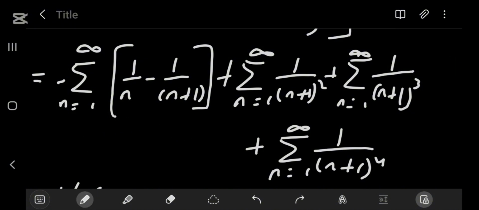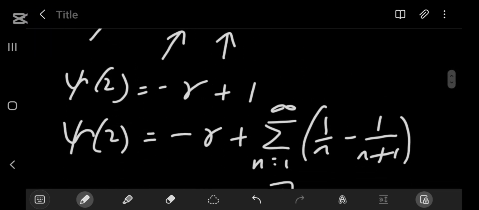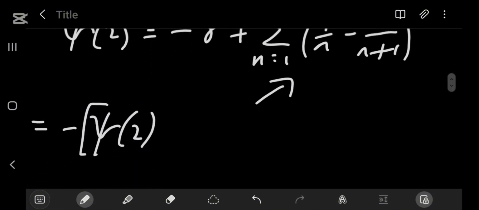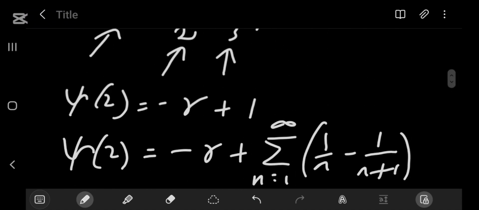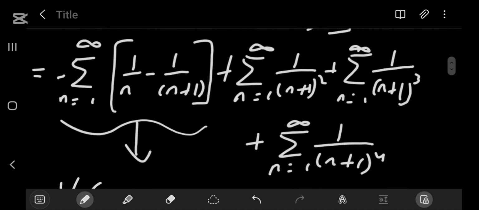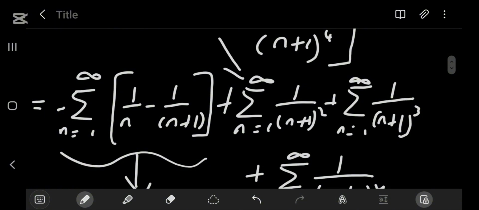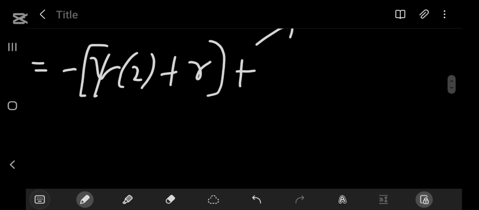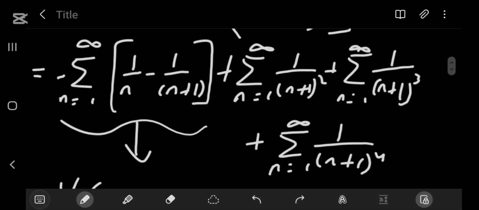So this part we can write there as minus digamma of 2 plus Euler-Mascheroni constant plus, well, you can see that this is what we know as the zeta function of 2. Well, some of you may not know the zeta function, so let me write that as well.